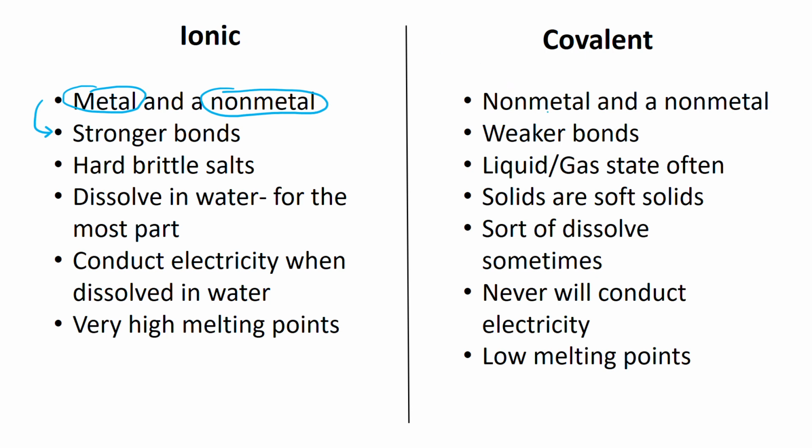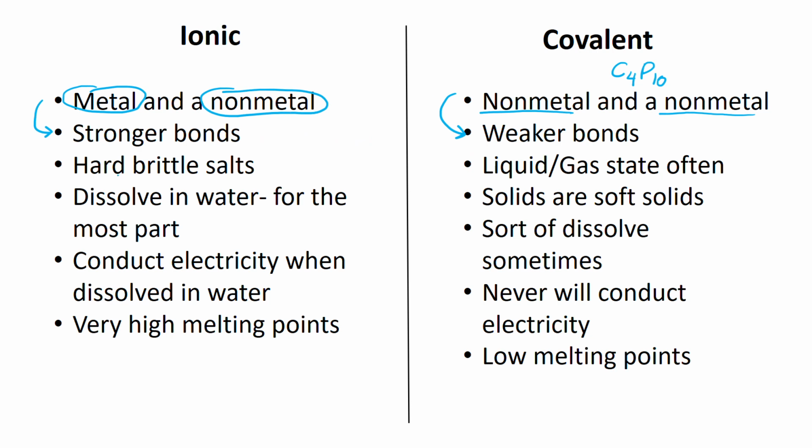Whereas covalent bonds are formed between a nonmetal and another nonmetal. For example, C4P10, or tetracarbon decaphosphide. Because they share electrons, their bonds are much weaker than ionic. That's a very important thing to note: covalent bonds are much weaker than ionic bonds.